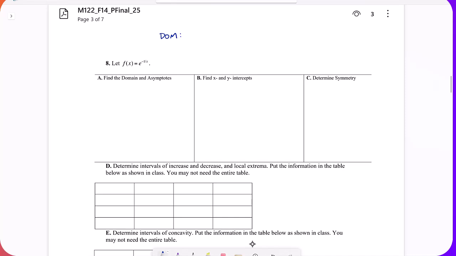E is all good everywhere. 1 over x is not. So essentially is where x is 0, right? That's the only issue. That's a problem.